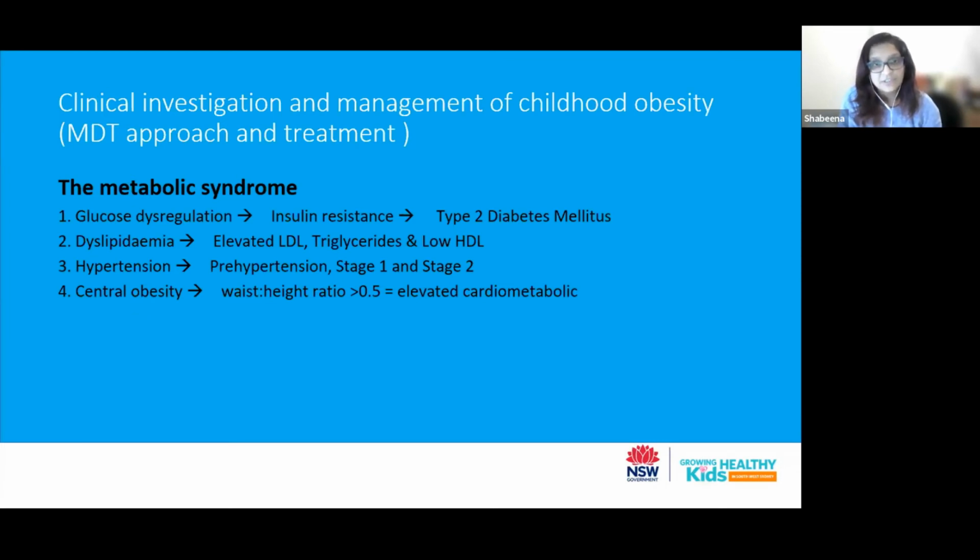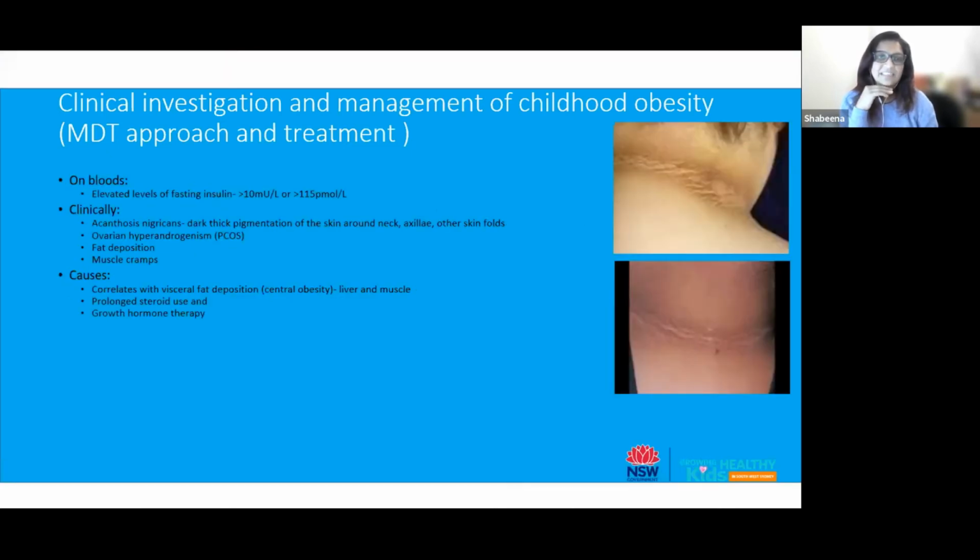Whenever we see the children, we routinely do the height, weight, and also the waist circumference, just because we know that when the waist to height ratio is more than 0.5, it does increase the cardiometabolic risk. And on bloods, we see increasing levels of fasting insulin. We get two units, which often confuses us, but it is more than 10 in milliunits per liter, and then the picomole per liter is 115.